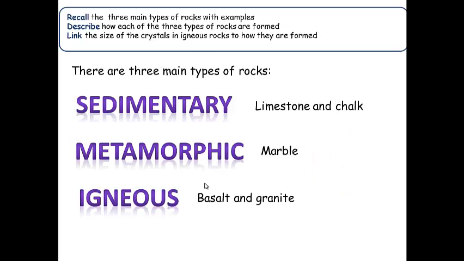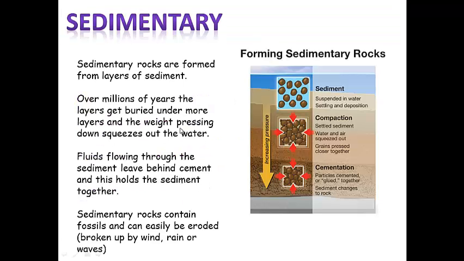Right, your 3 outcomes for today are: we're going to recall the 3 main types of rock with examples, describe how each of the 3 types of rock are formed, and then link the size of the crystals in igneous rocks to how they are formed. As you can see from the slide, we have 3 main types of rock: sedimentary, metamorphic, and igneous. The examples of sedimentary are limestone and chalk. Example for metamorphic is marble, and the examples for igneous are basalt and granite. These are the ones that you need to learn.